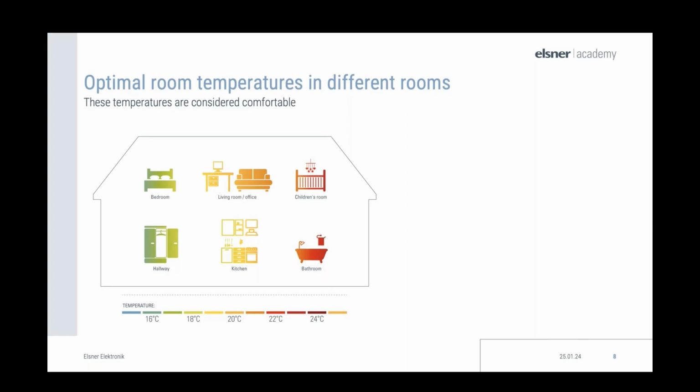In the kitchen, on the other hand, and in the living room and in the office, where you spend quite some time, the temperature should be a little bit higher. Also in children's rooms and in the bathroom, of course. So the right room temperature has a strong impact on our well-being.